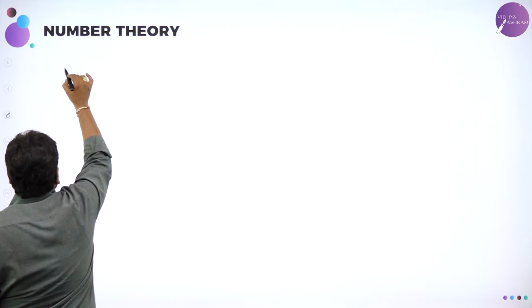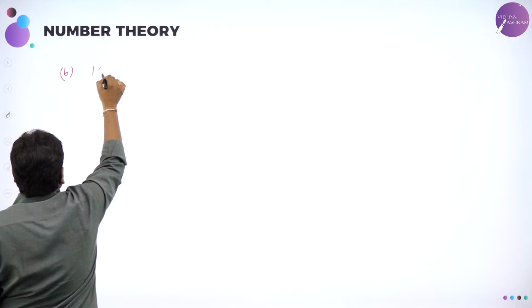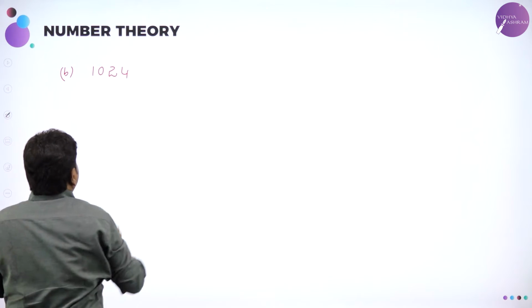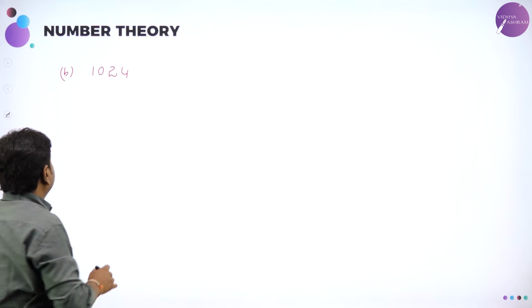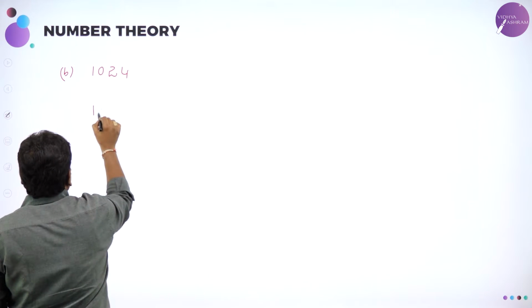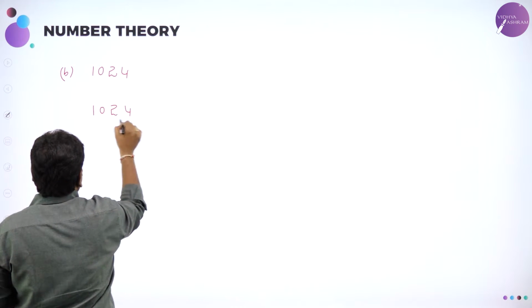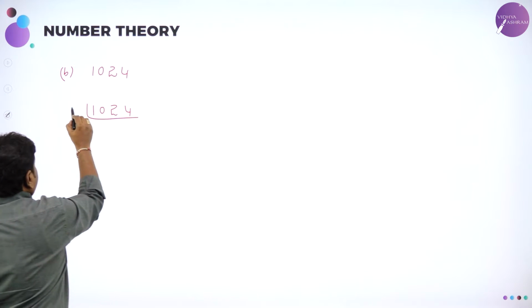So next they want B, they give 1024. Again we'll do this by the prime factorization method. How to solve this by the prime factorization method? Take 1024 and repeatedly divide with the first prime factor, which is 2.